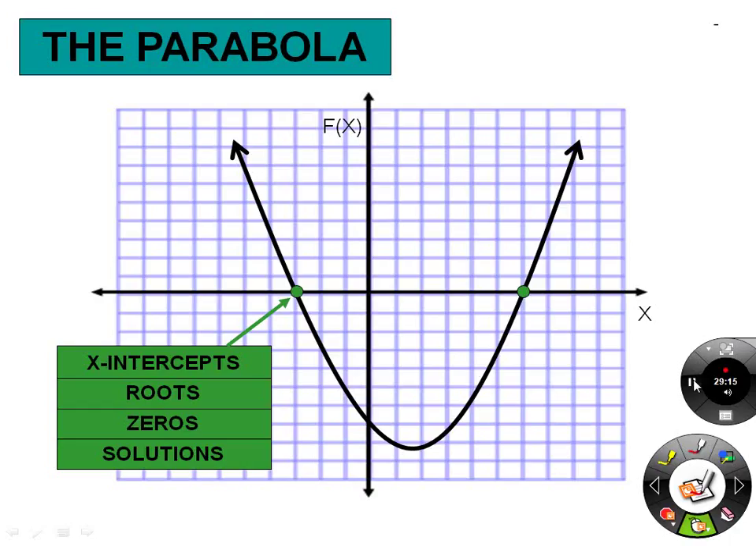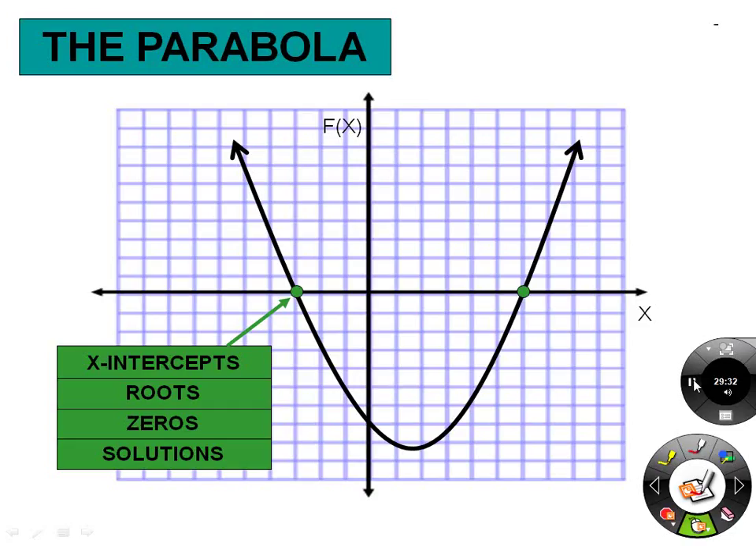The place where any graph crosses the x-axis is called the x-intercepts, right? So you guys tend to be okay with if I give you a graph and say find the x-intercepts, you know what I'm talking about. But if I just give you an equation and I say solve for the x-intercepts, you're like, I don't know, Miss Dahl, what you're talking about.